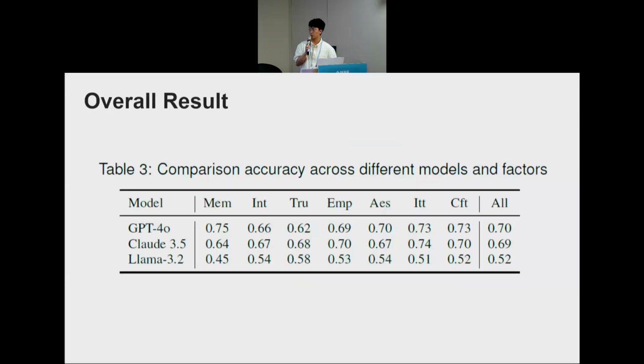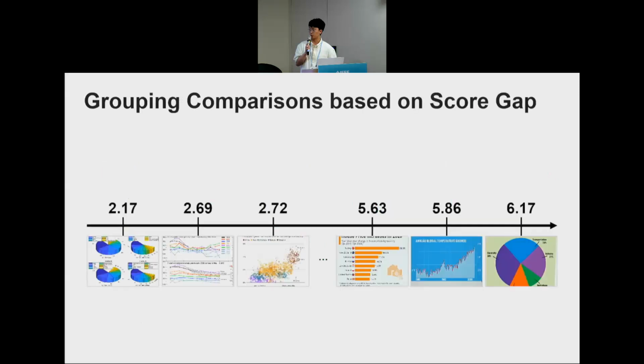When considering all the chart pairs, GPT and Claude achieved about 70% accuracy, while Llama showed around 50%, which is similar to a coin flip. However, if we assume this comparison task is similar to determining whether the difference between the ground truth scores of 2 charts is distinguishable, we need to look deeper at these differences.